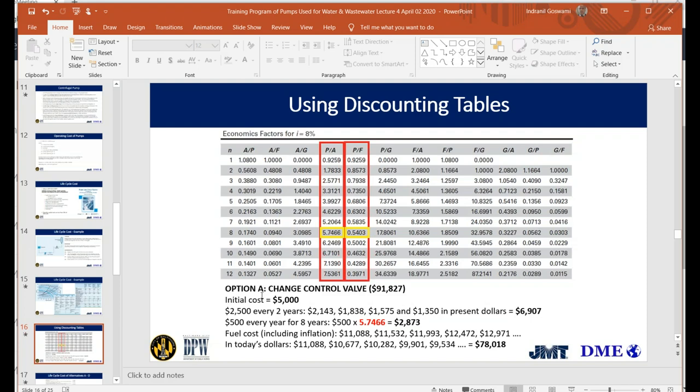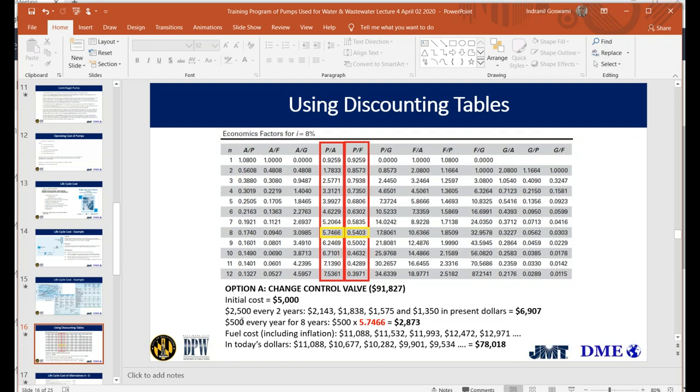So if I look at option A in detail, which was to change the flow control valve, we come up with an overall life cycle cost of approximately $92,000. Embedded in that number are the initial cost, and you can go back and forth to the table on the past slide. We have $2,500 every 2 years, so this is major maintenance every 2 years, and that $2,500 converted to today's dollars becomes these numbers, using these factors. So if you add them together over 8 years, there'll be 4 instances of that. That adds up to about $7,000.